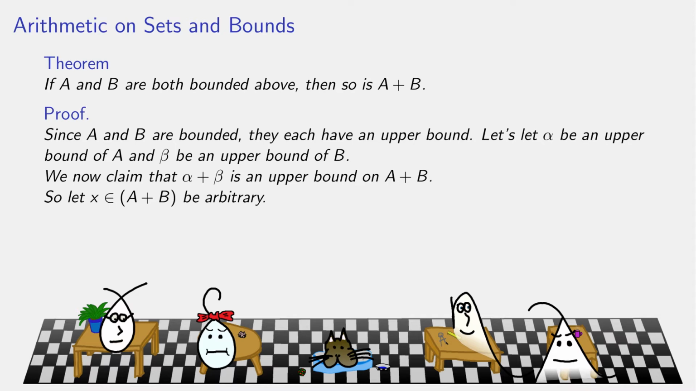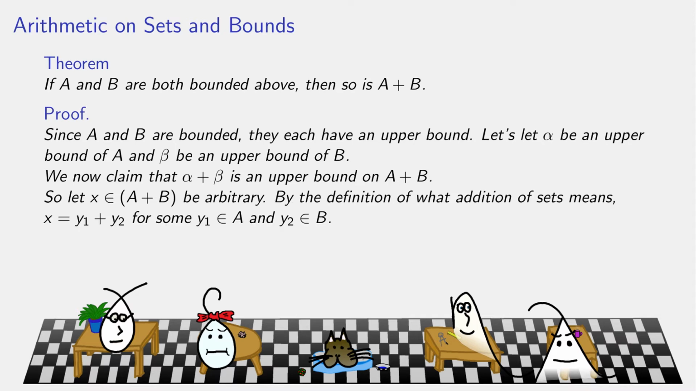So, to prove that this set A plus B has the upper bound alpha plus beta, I need to take an arbitrary element of A plus B, and the goal is now to show x is less than or equal to alpha plus beta. But since x is from the set A plus B, it must be of the form something from A plus something from B. I'll call the first one y1 and the second one y2. Something from A, something from B.